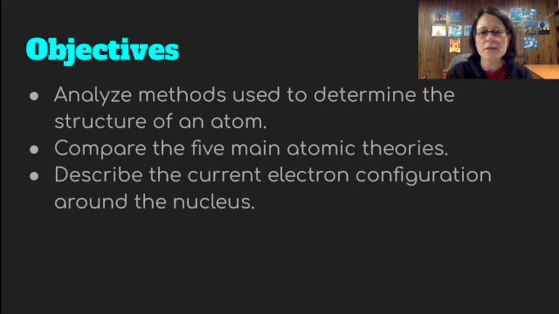So our objectives for this section were to analyze methods used to determine the structure of an atom, and some of those methods were using cathode ray tubes and alpha particles. To compare the 5 main atomic theories we talked about throughout this section, and to describe the current electron configuration around the nucleus, that is the electron cloud idea or the quantum mechanical theory.